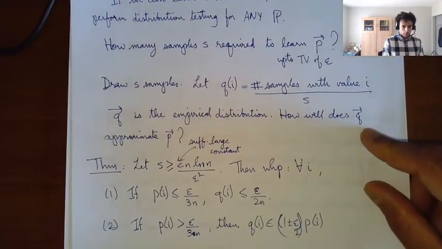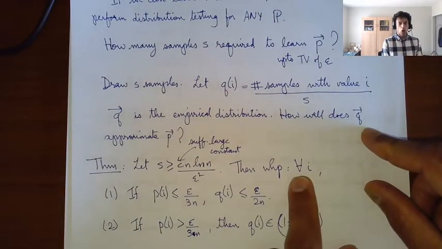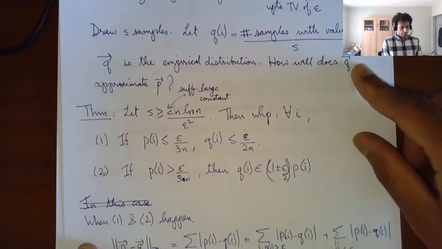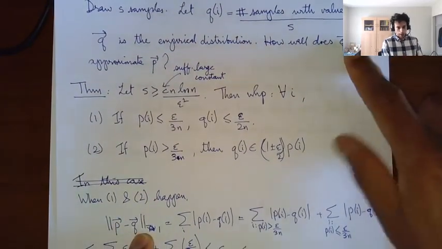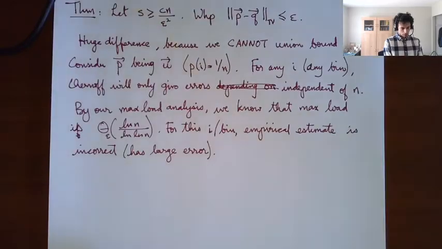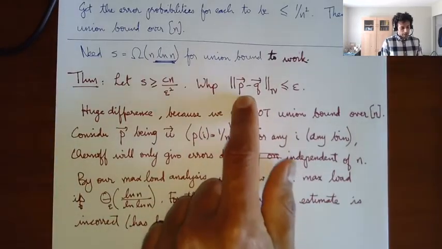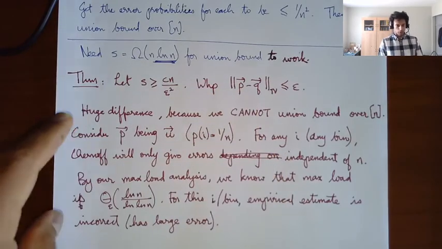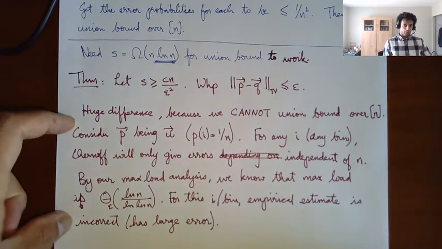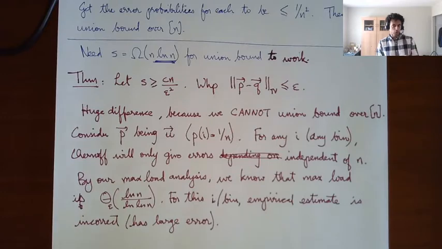Remember, this guarantee said for all i. And then using the for all i, we're able to get a total variation bound. Here, we need to get a total variation bound, or the L1 bound, without being able to bound what happens for each individual bin, or each individual i. So is this point clear?